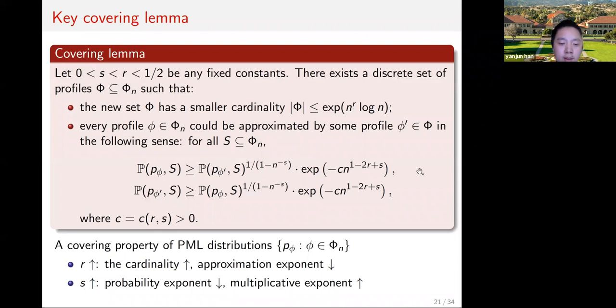And so this coming lemma just gives us a covering property of the PML distributions and shows that the entire set of PML distributions could be approximated by a smaller set in a proper way. Here, the parameters R and S just handle the different trade-offs. For example, R handles the trade-off between the cardinality of the small set and the approximation exponent. And S handles the trade-off between the probability exponent here and the multiplicative exponent here. Okay, so this is a key coupling lemma we will use to improve the analysis of PML.